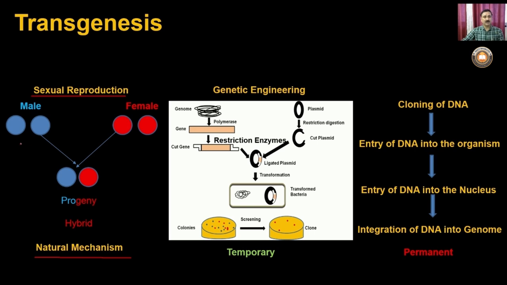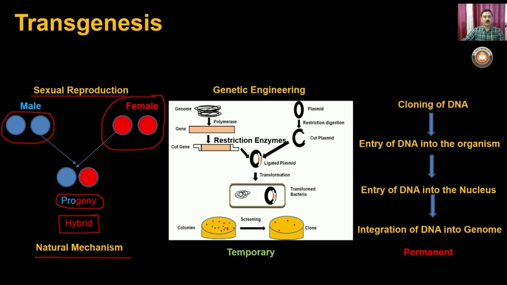In sexual reproduction, you take a male, which is the blue circles, and then you take a female, which has different characters, like the red balls. When they go through sexual reproduction, they produce a progeny which has mixed characters. The mixed characters have 50% genomic content from the male and 50% genomic content from the female, and because of that, this progeny is called a hybrid variety.